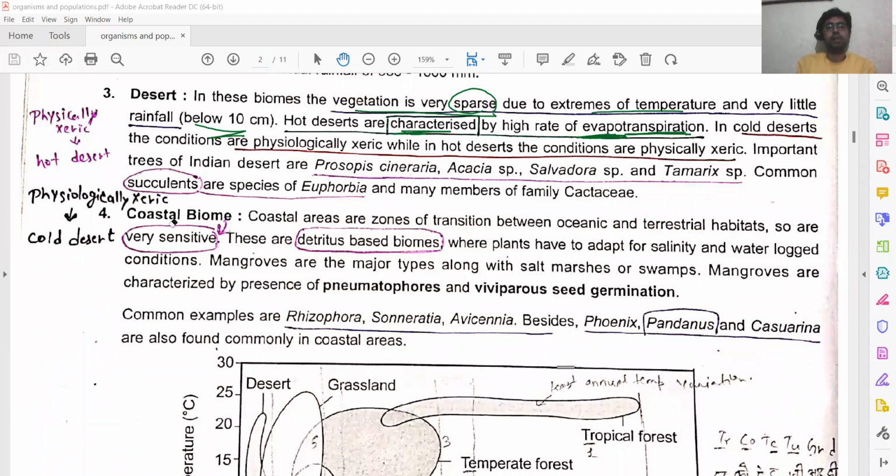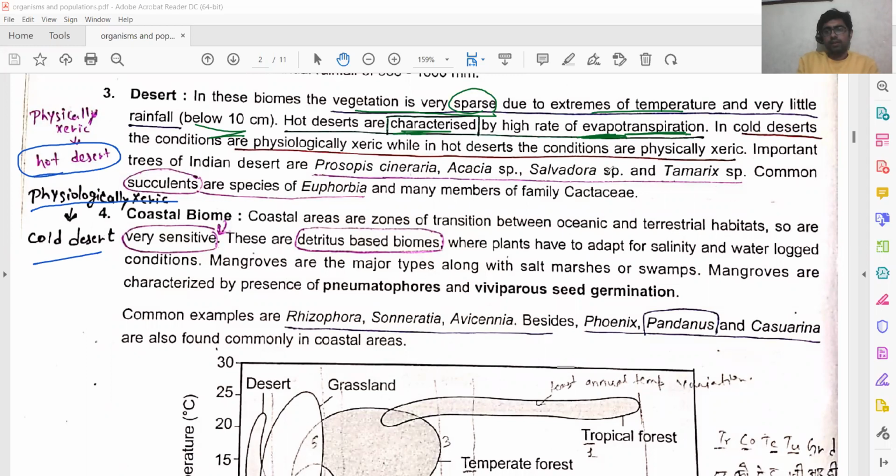Physically xeric condition is found in hot desert. Physically xeric means physical absence of water. There is no water. While physiologically xeric means there is water, but it is not physiologically available. It is present in the form of snow, or you may say ice. So physiologically xeric condition is found in cold desert.